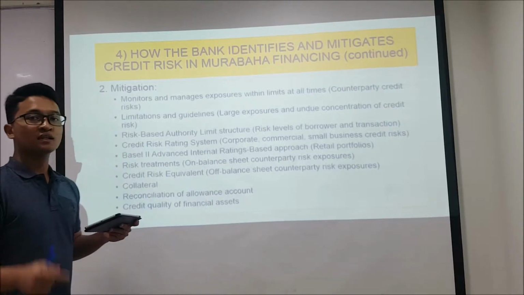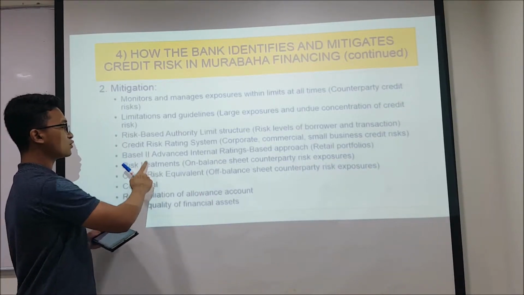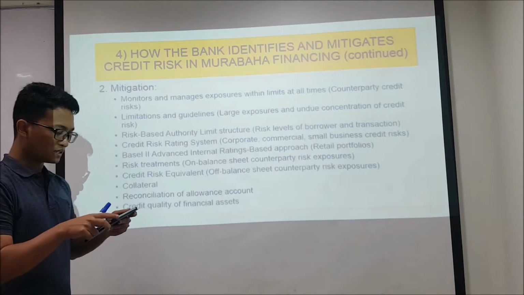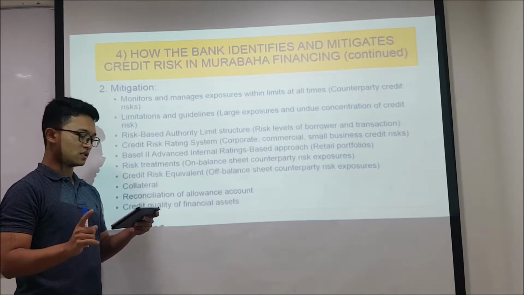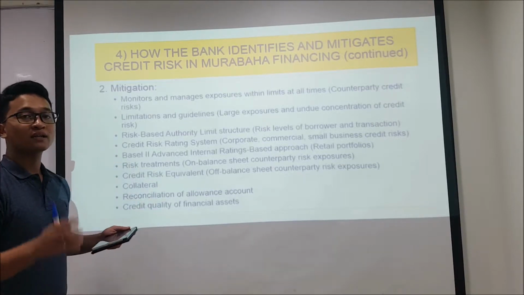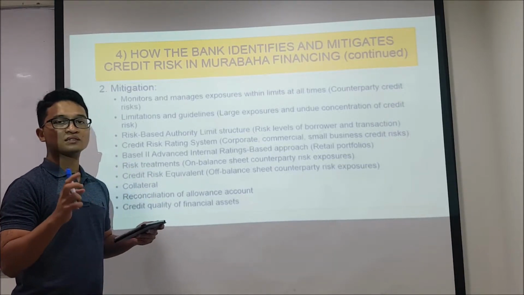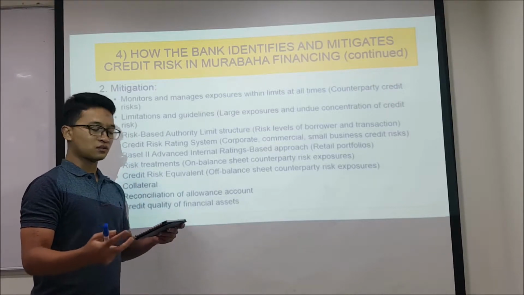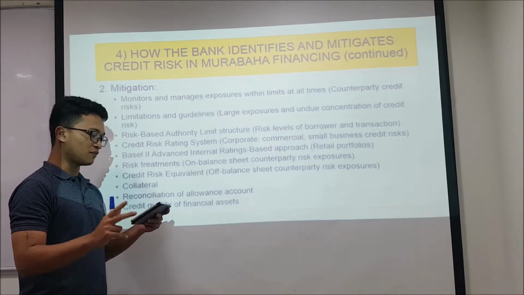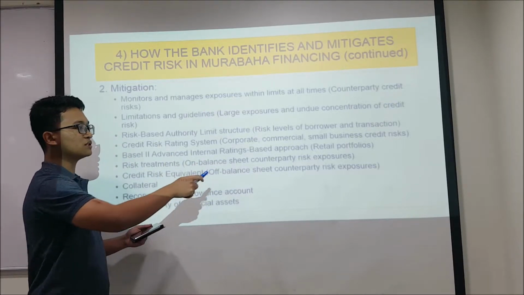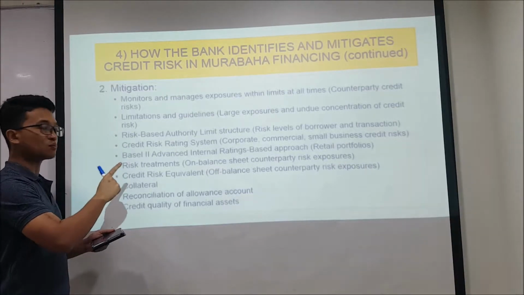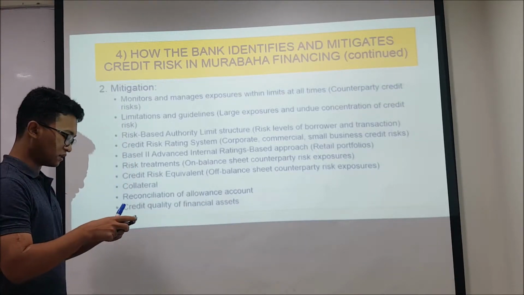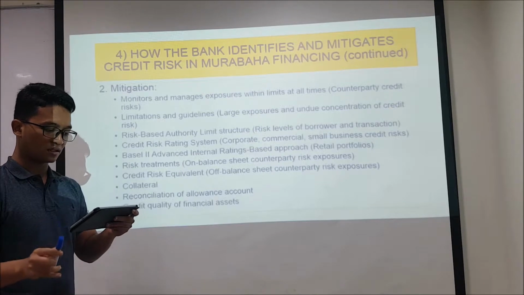For retail portfolios, they are measured by the Basel II Advanced Internal Ratings Based Approach, or AIRB. This approach calls for more extensive reliance on the bank's own internal experience, whereby the retail portfolios are calculated with three components, which are probability of default, exposure at default, and loss given default, together with risk-weighted assets. For on-balance sheet counterparty risk exposures, risk treatments are implemented. But for off-balance sheet counterparty risk exposures, credit risk equivalent via the current exposure method has been implemented.